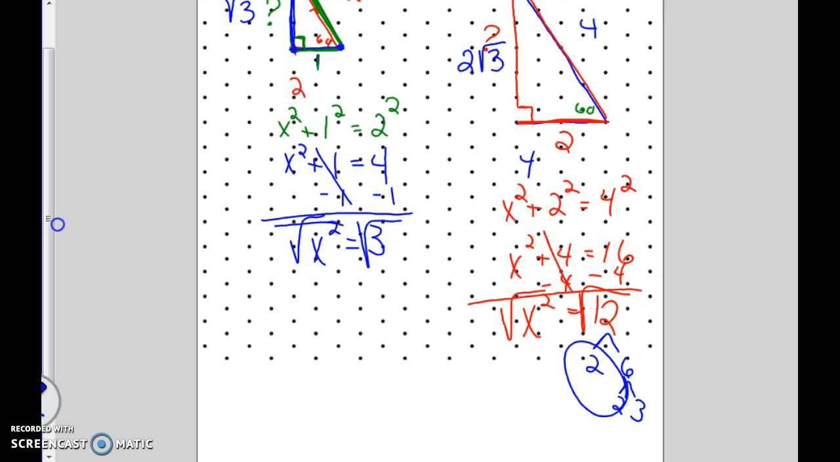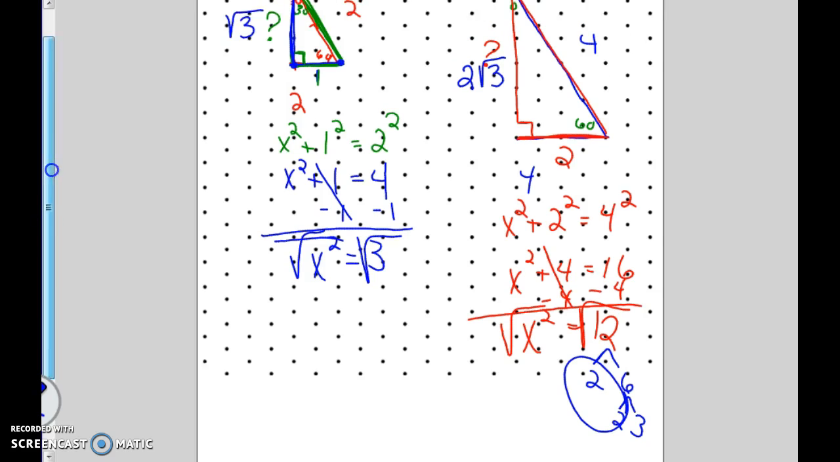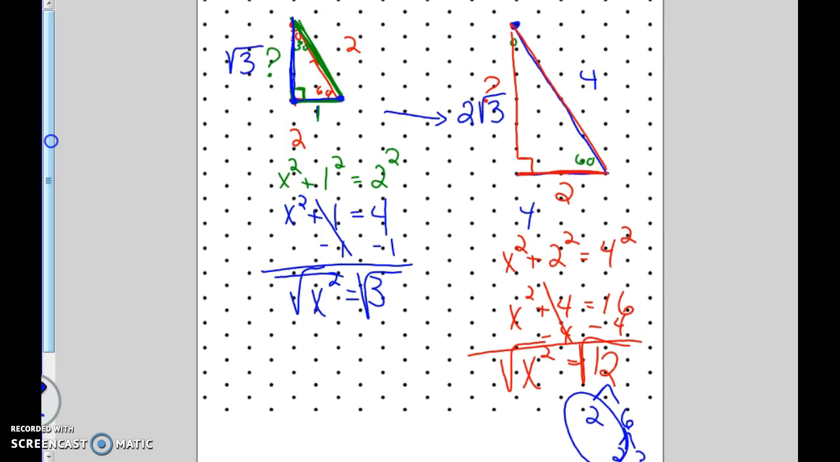Now I want you to compare both of these triangles. Look at their numbers, look at their information. Tell me, what do you notice? They both have a what? A square root of 3. Very good. What else do you notice?